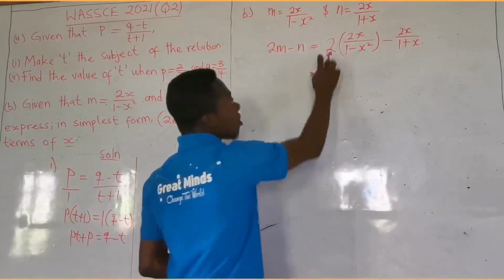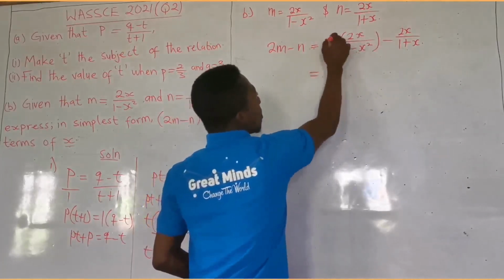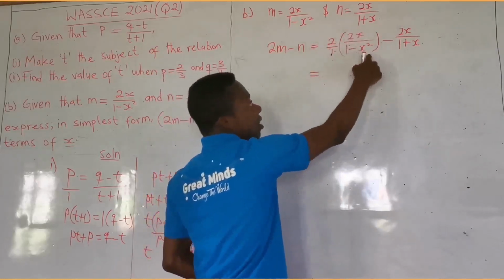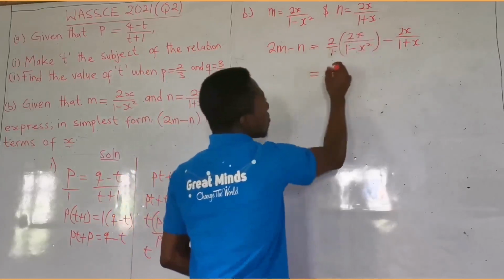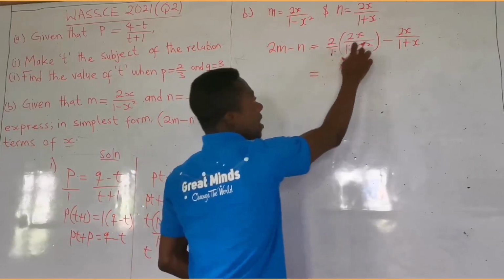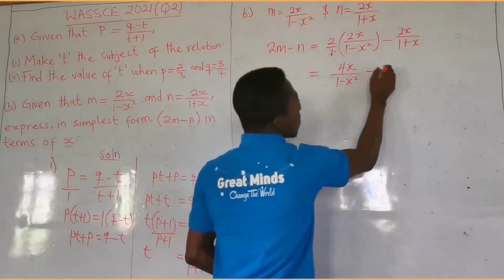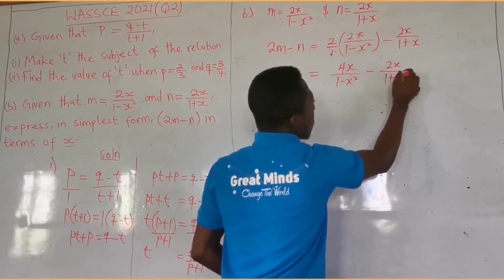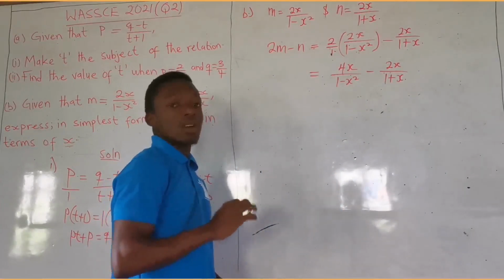So all I need to do here is to multiply this by all of this. So this one is 2, it is 2 out of 1, right? So the 2 will multiply the 2x and the 1 will multiply the 1 minus x squared. I hope that's clear. So here, 2 multiplied by 2x will give you 4x. And then 1 multiplied by 1 minus x squared will give you the same thing, 1 minus x squared. Minus 2x all over 1 plus x. So once you get to this stage, the next thing you need to do is to find your LCM.